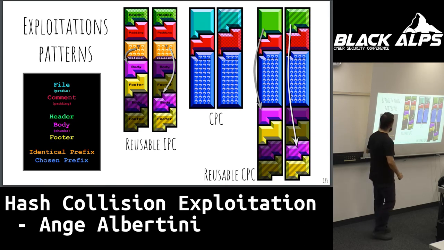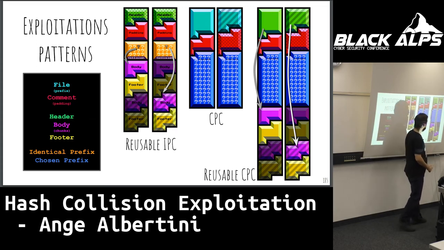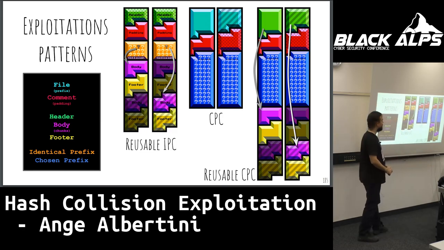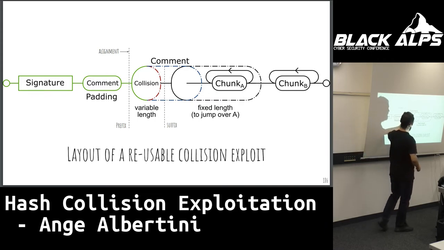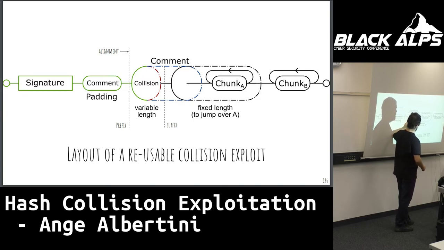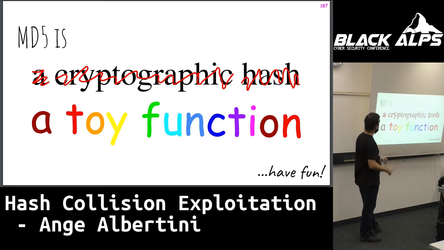A reminder of the exploitation patterns: the standard chosen prefix, the IPC, and then the combination of both. The typical layout of abuse has the command for padding, the collision command that is covering, with a variable length, and then the command to ignore the content of the first file. So, we don't consider MD5 a cryptographic hash, but more like a toy.